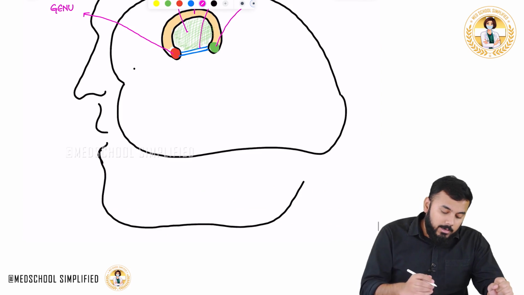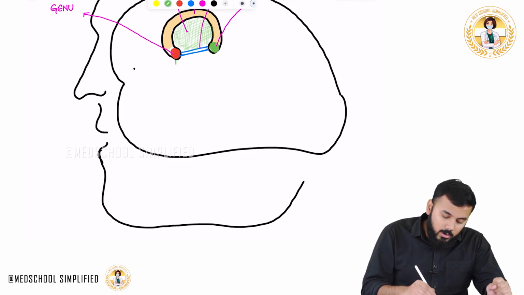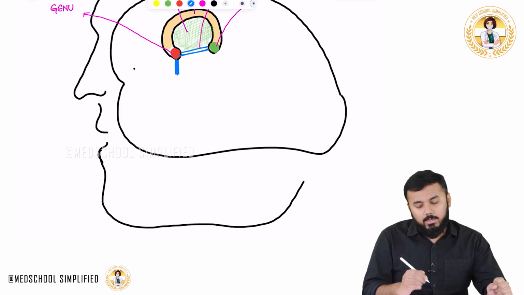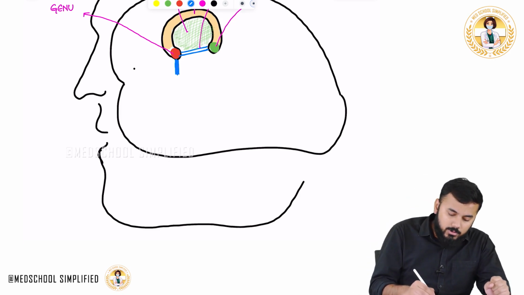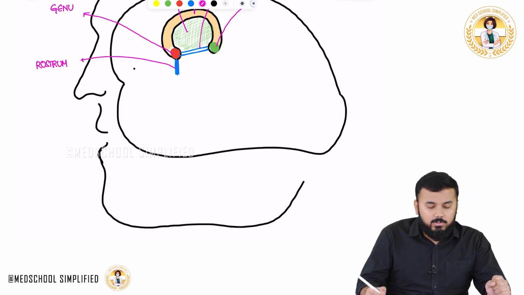Next, down to the genu, you have got another important structure like this. Okay, so this structure which is located down to the genu over here, this particular part is called as a rostrum. What is this particular part called as? This particular part is called as the rostrum of the corpus callosum.